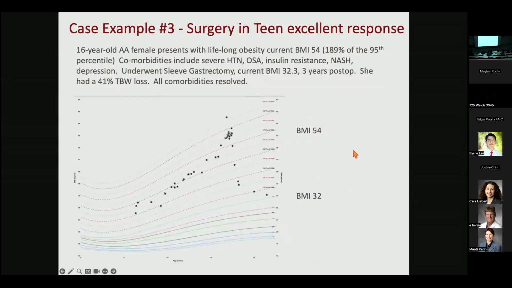Another kid was a 16-year-old African-American girl who came to us with a BMI of 54, and she had a very good response to sleeve gastrectomy. She lost weight and continues to lose weight, and she now actually has a normal weight. I need to update this slide. And she had hypertension, sleep apnea, insulin resistance, and NASH, which have all gone away.